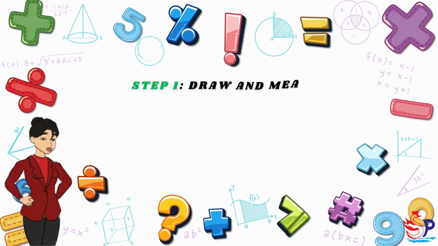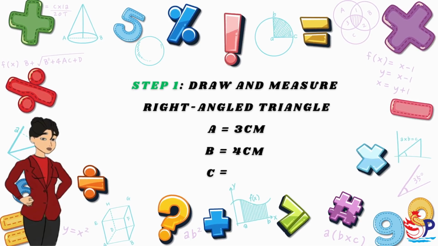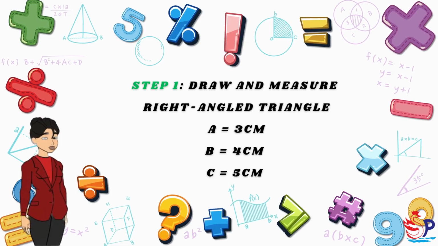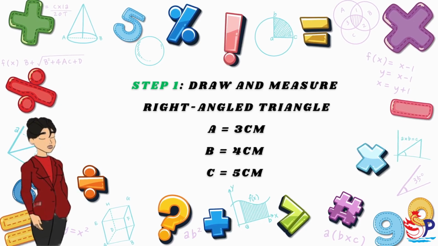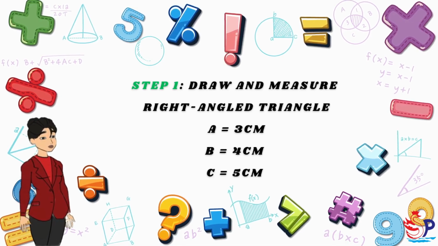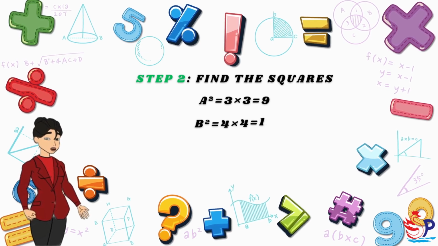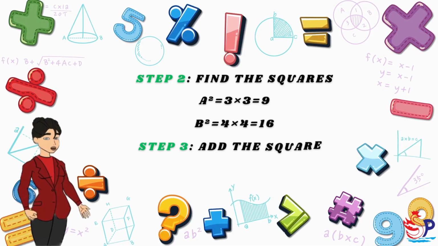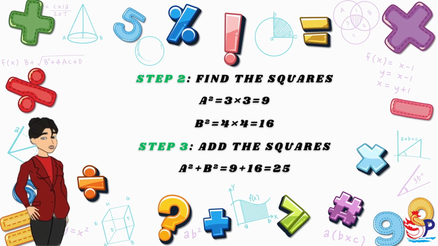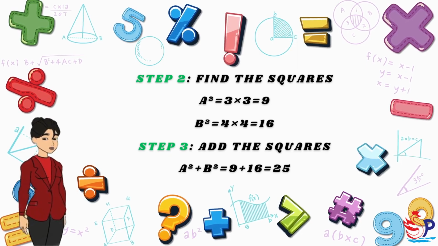Step 1. Draw and measure. Right-angled triangle. A is equal to 3 centimeters. B is equal to 4 centimeters. C is equal to 5 centimeters. Step 2. Find the squares. A squared is equal to 3 multiplied by 3 is equal to 9. B squared is equal to 4 multiplied by 4 is equal to 16.